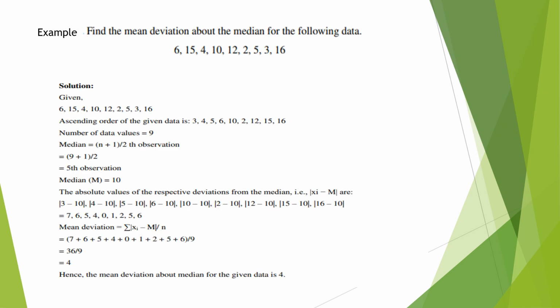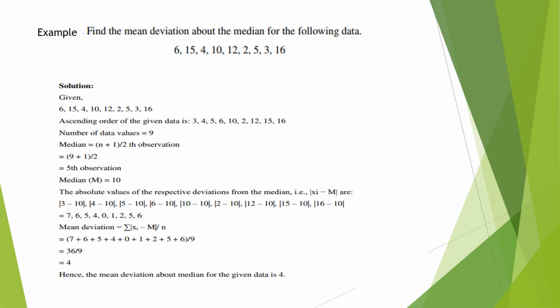Now the first example is: find the mean deviation about the median for the following data. This is the individual series. We already know that in median, we arrange the data first in ascending order. The total number of data values is 9. 9 is odd, so the formula for median is (n plus 1) by 2th observation, that is 9 plus 1 divided by 2, fifth observation. Median is equal to 10. Fifth observation, we look at the series, so the value is 10.